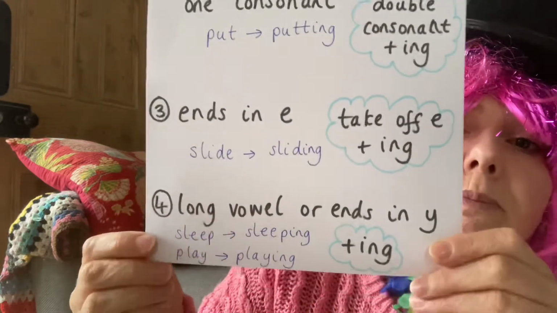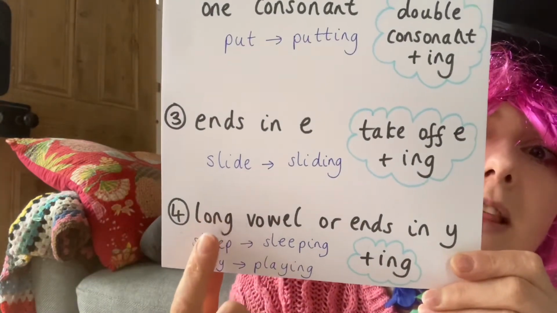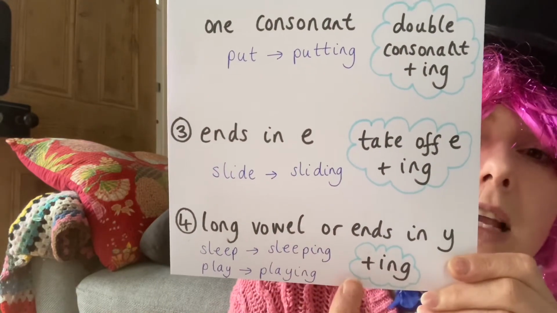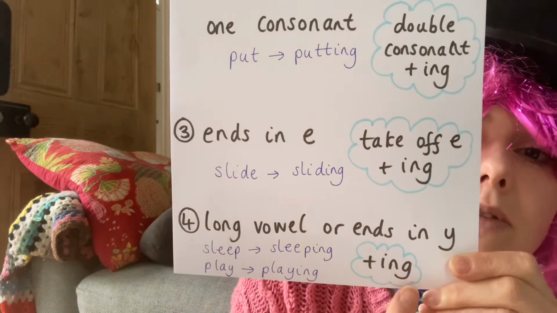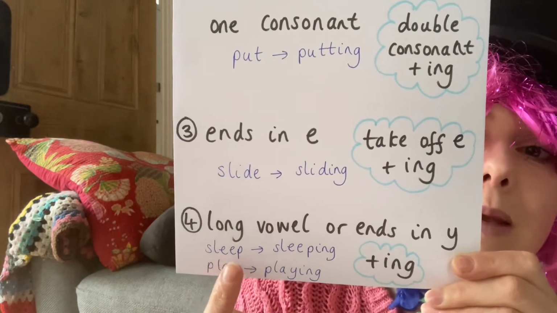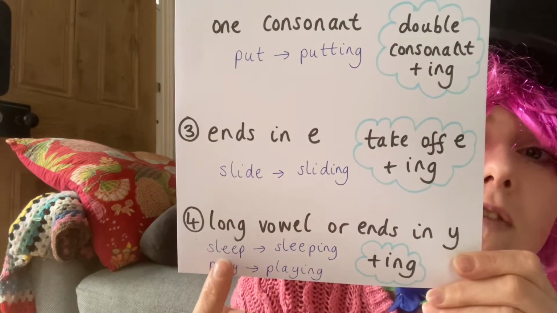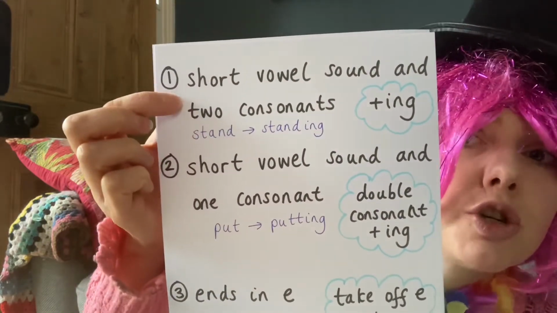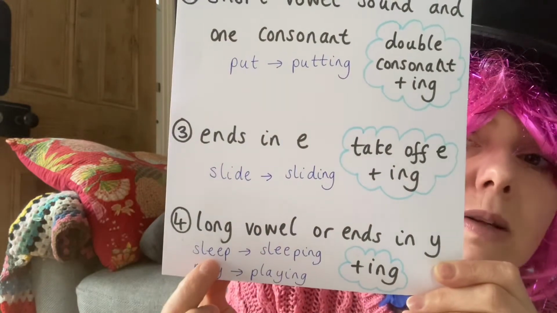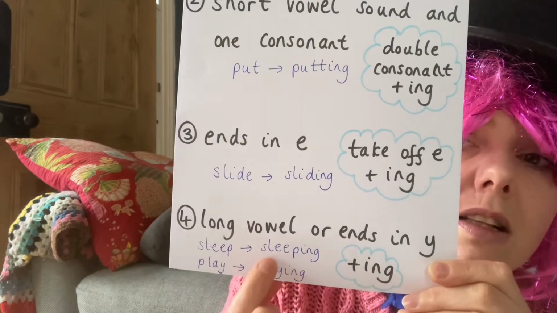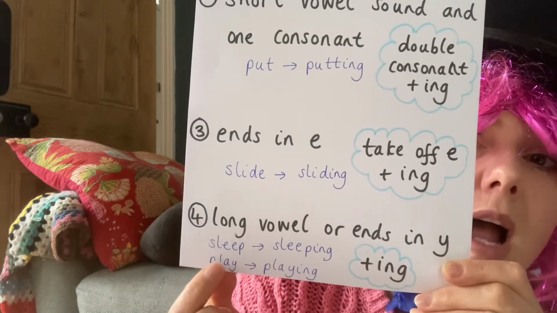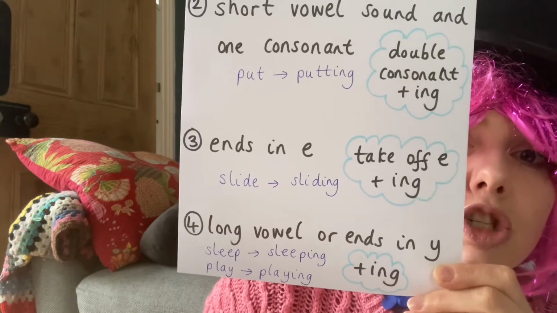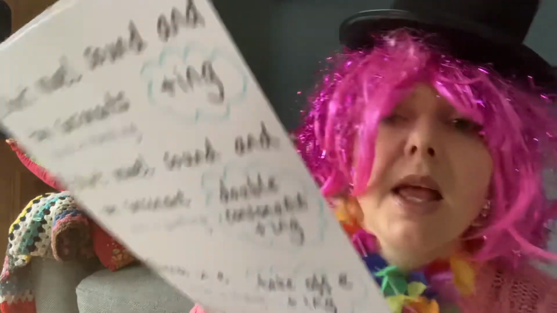And then the last one, now I don't know whether we particularly talked about this one that much before either. If there's a long vowel sound in it, or if it ends in Y, you just add ing, okay? So keep, the E is a long vowel sound. It doesn't come up here because it's not a short vowel sound. It's a long vowel sound, so you just add ing. And also if it ends in a Y, like play becomes playing, you just add ing. Okay. They are our rules.